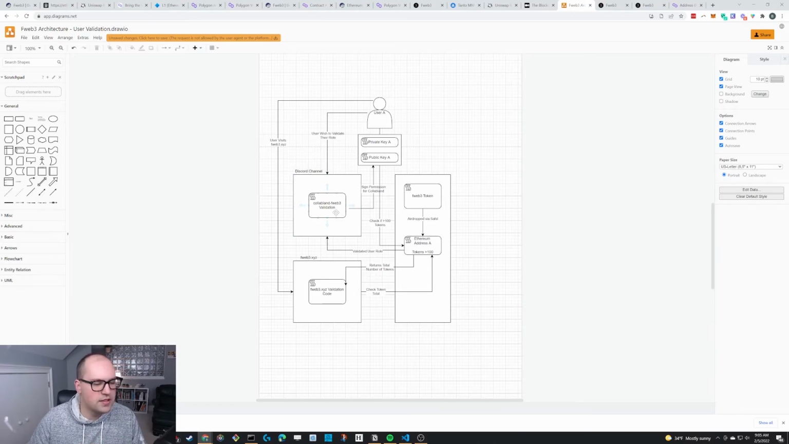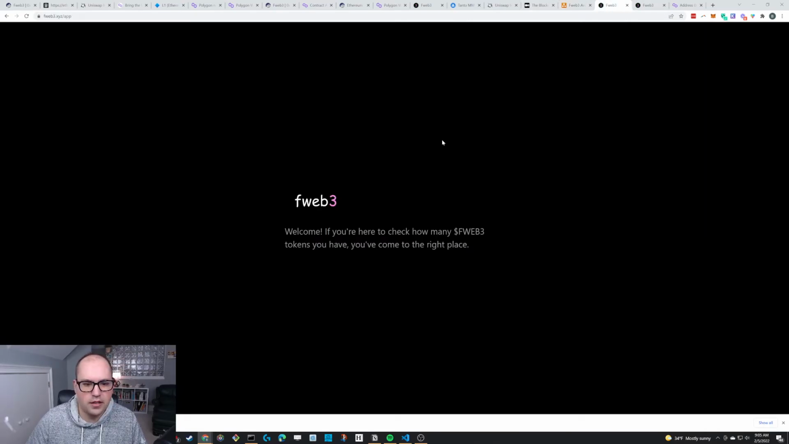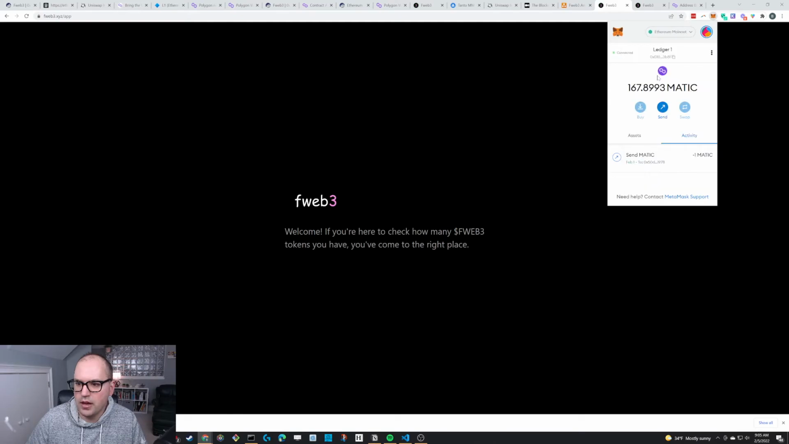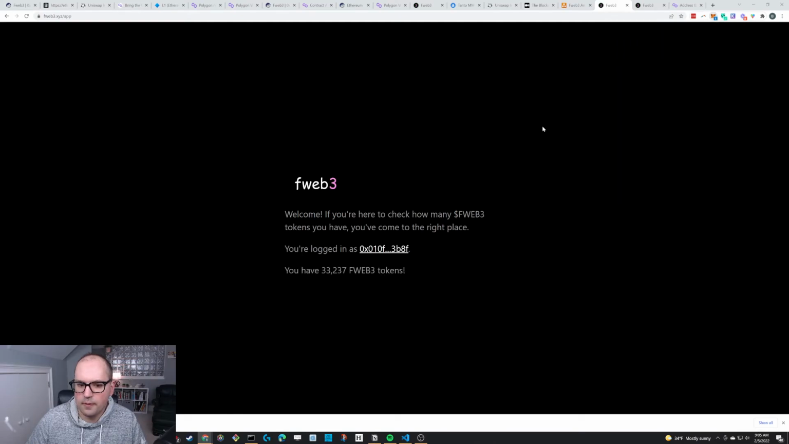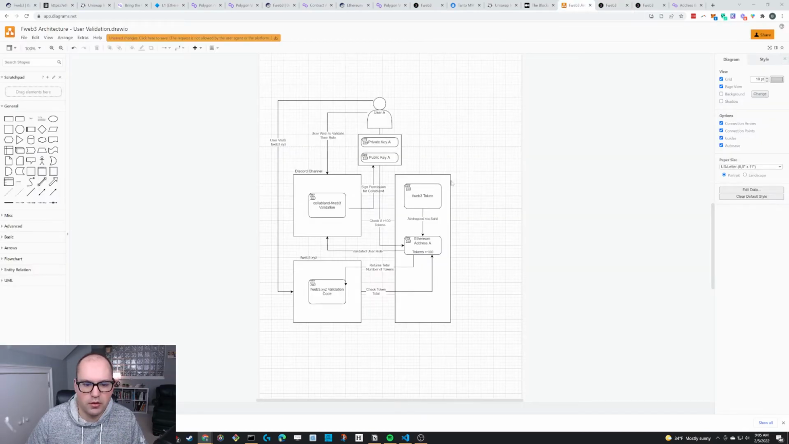There's two things that we really use today. We use the Collab Land feature inside of Discord, which basically validates if you have enough tokens to be let into the group, and the Fweb3 XYZ site. And what I mean by that is if you are here on the website and I move over to the Ethereum mainnet and go through, it checks my address, checks the number of tokens I have. Great. These are really the only two functions that we're maintaining.